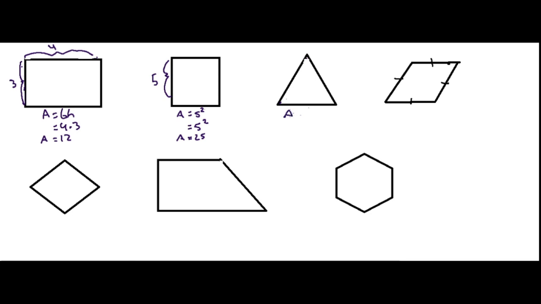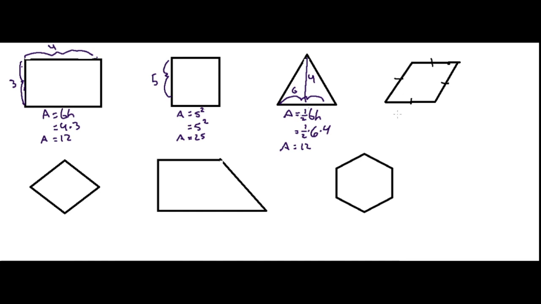The area for a triangle is 1/2 times the base times the height. Let's say its base is 6 and its height is 4. So we're going to have 1/2 times the base, which is 6, times 4. So we're going to have 1/2 times 6, that's 3, times 4, that's going to be equal to 12.